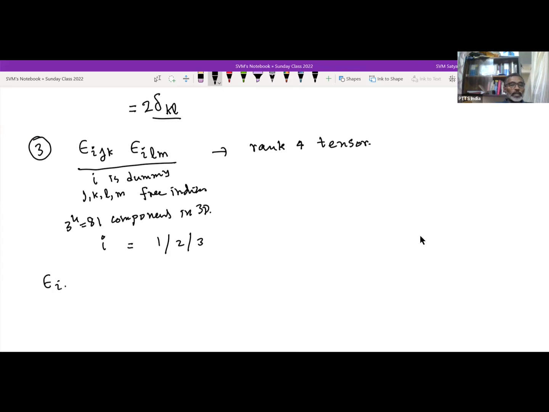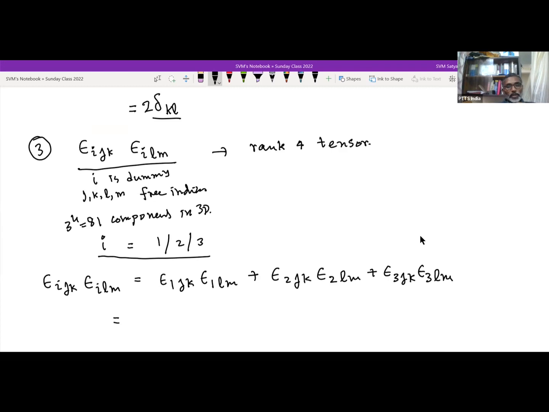So epsilon ijk into epsilon ilm is equal to epsilon 1jk, epsilon 1lm plus epsilon 2jk, epsilon 2lm plus epsilon 3jk, epsilon 3lm. Because whatever is the dummy index, I am expanding that first because i is summed over. So I am writing 1, 2, 3. These are the 3 possible values of i in 3 dimensions, right?